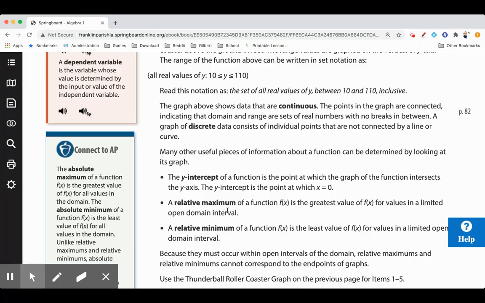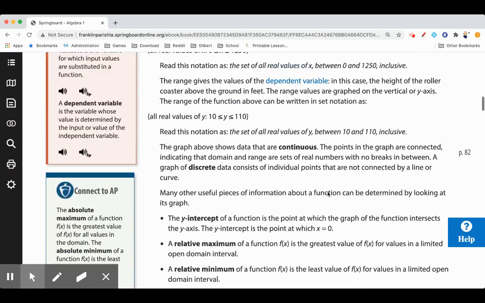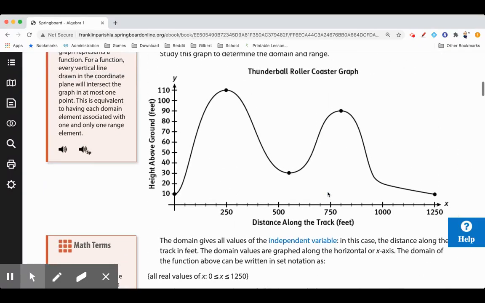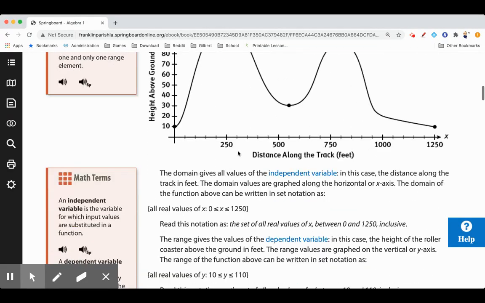The relative maximum is the greatest value for the function in that limited open domain. So the biggest value, the maximum, okay, like 110 would be the maximum from 10 to here. From 10 to here, okay? Biggest value is y equals 110.